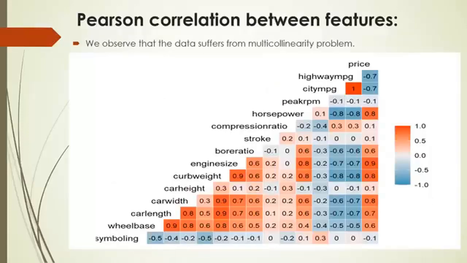Here we would like to see the Pearson correlation between the features. We observe that the price is highly correlated with horsepower, engine size, car width. We also observe that car width is highly correlated with car length and wheelbase. And we also observe that the data suffer from the multicollinearity problem.